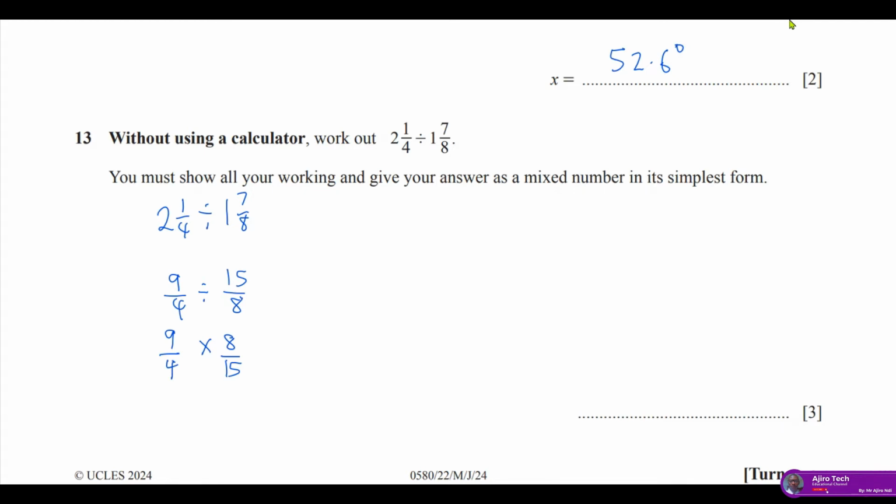So if we do this, our 3 cancels 3, I have 3 down there, and I have 15. 4 cancels 4, I have 1. Up here I have 2. Sorry, I have 5, not 15. This is 5, not 15. So I end up having 6/5, which is 1 1/5.